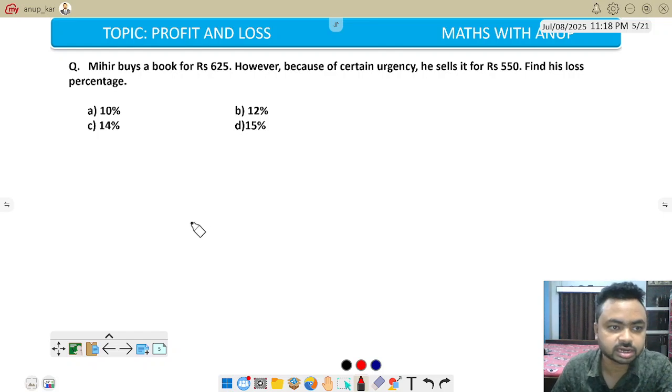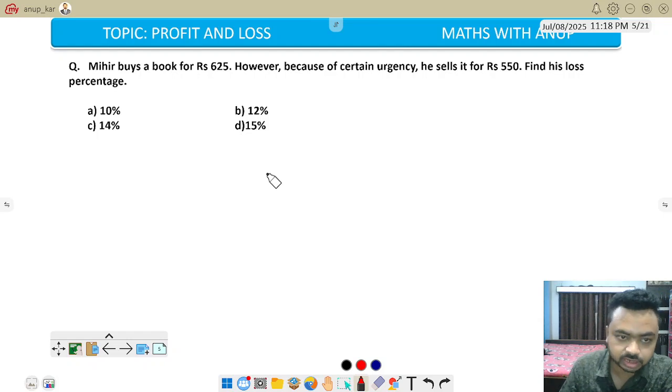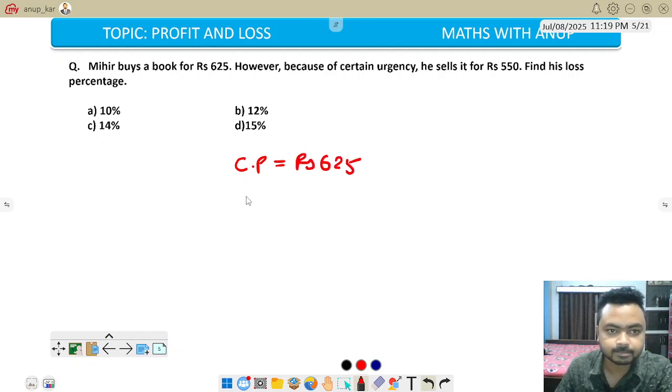This question states that Mihir buys a book for rupees 625. So what is given here? My cost price is rupees 625. Okay. However, because of certain urgency, he sells it at a lesser price. So what is my selling price? My selling price is rupees 550. Okay. So obviously he is incurring a loss because the selling price is less than the cost price. We have been asked to find out the loss percentage.